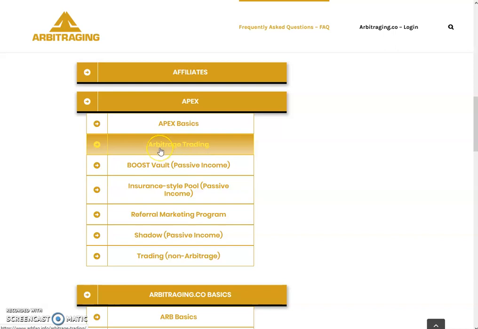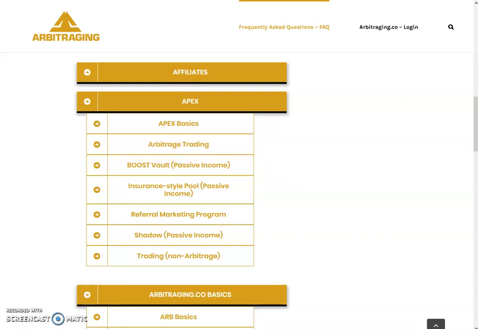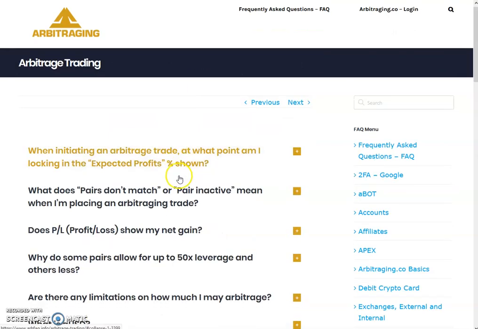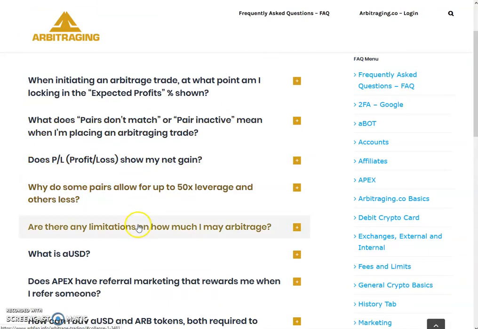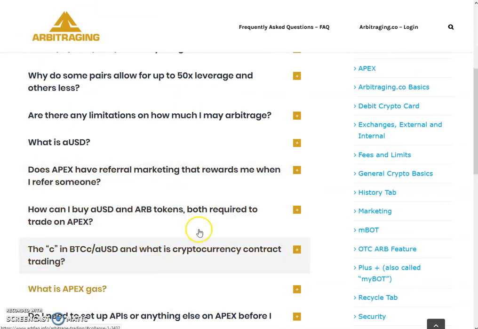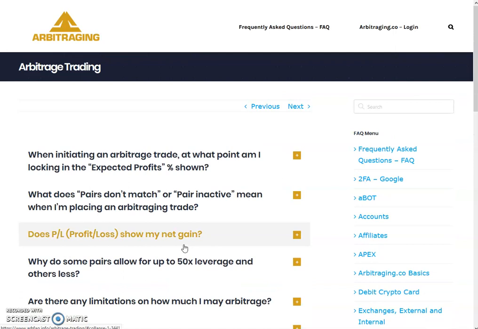Okay, so without wasting any further time, let's move to the arbitrage trading section, which is the number 2 subcategory of APEX, and let's start discussing this. I am going to explain the questions in this section. There are 14 questions in this. In the previous APEX Basics there were only 9 questions, and there are 14 in this. I will try to cover them as quickly as possible, but definitely this section will also be divided into parts.